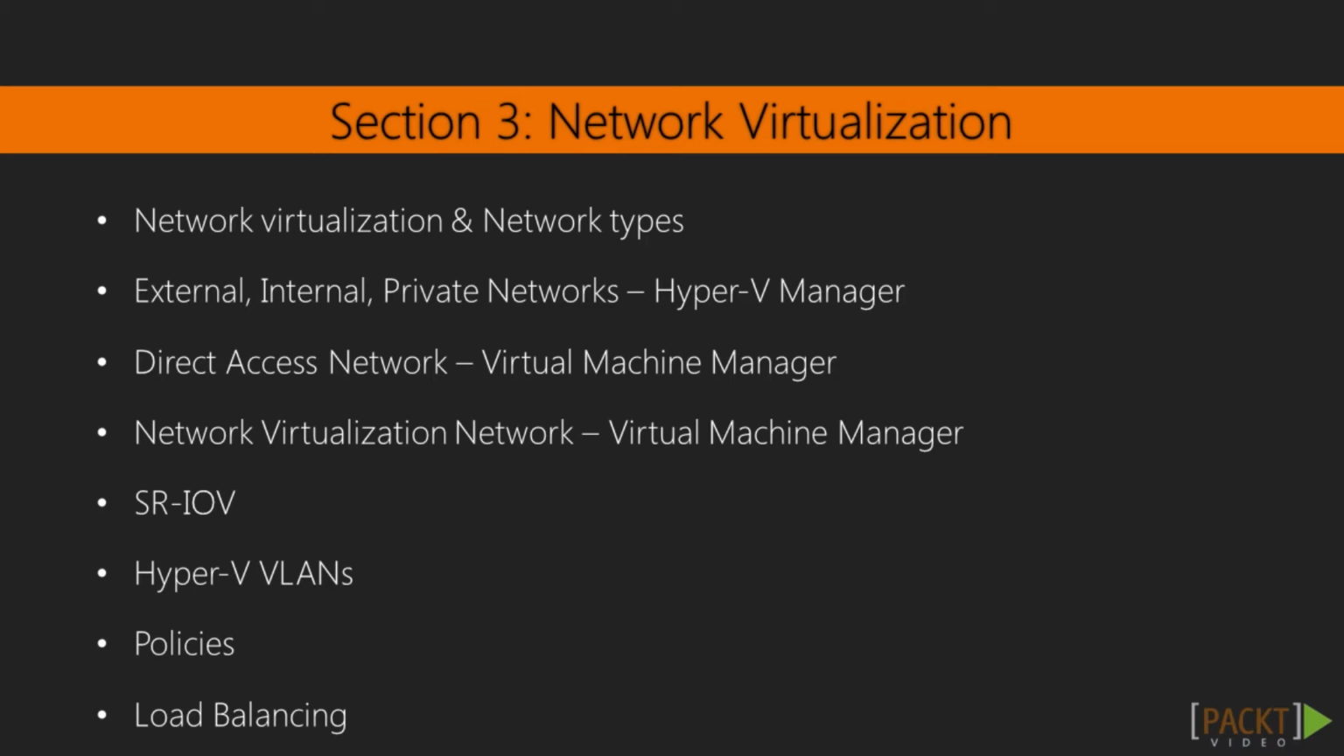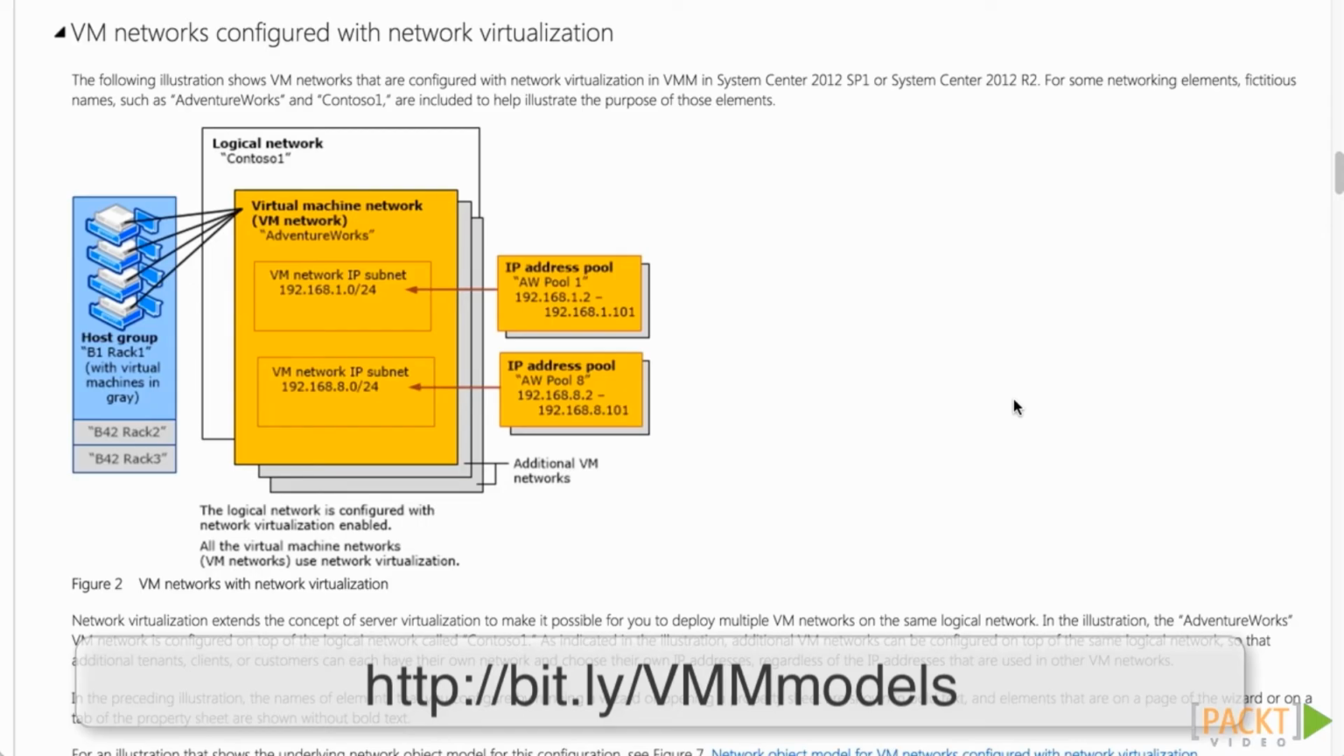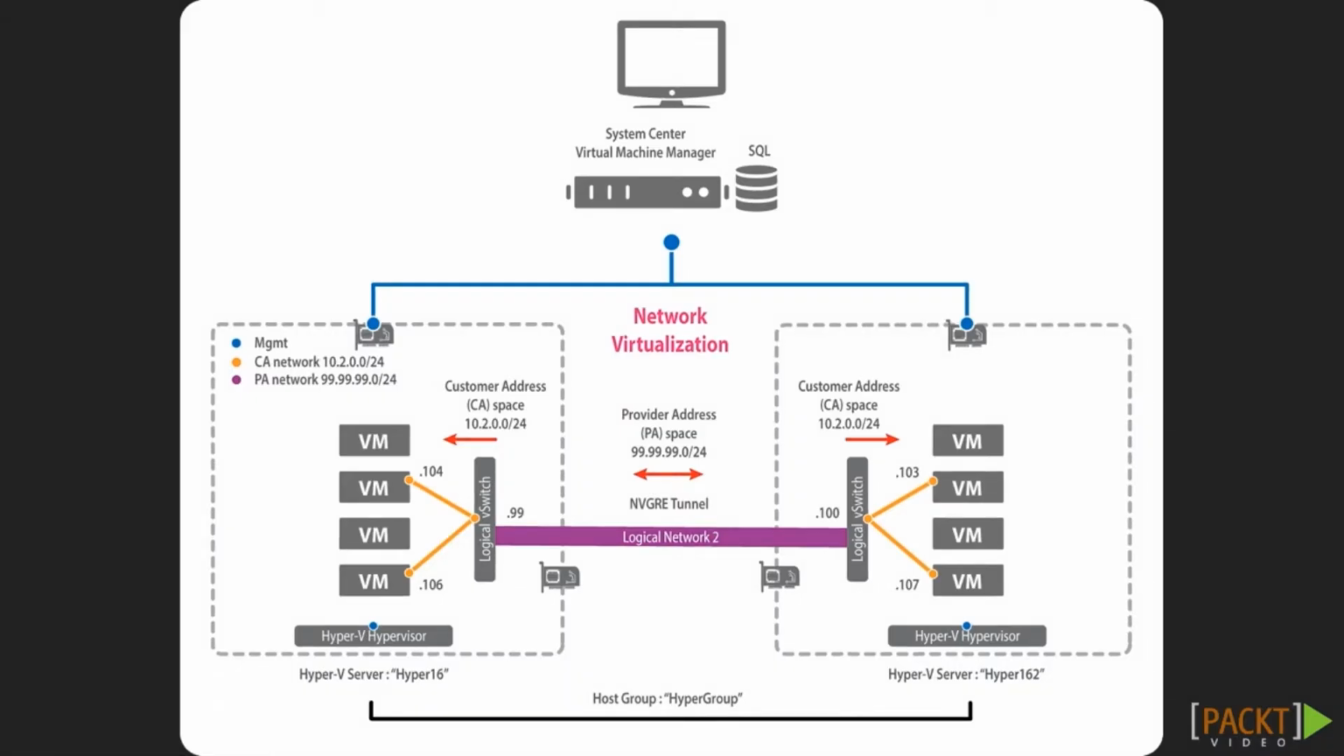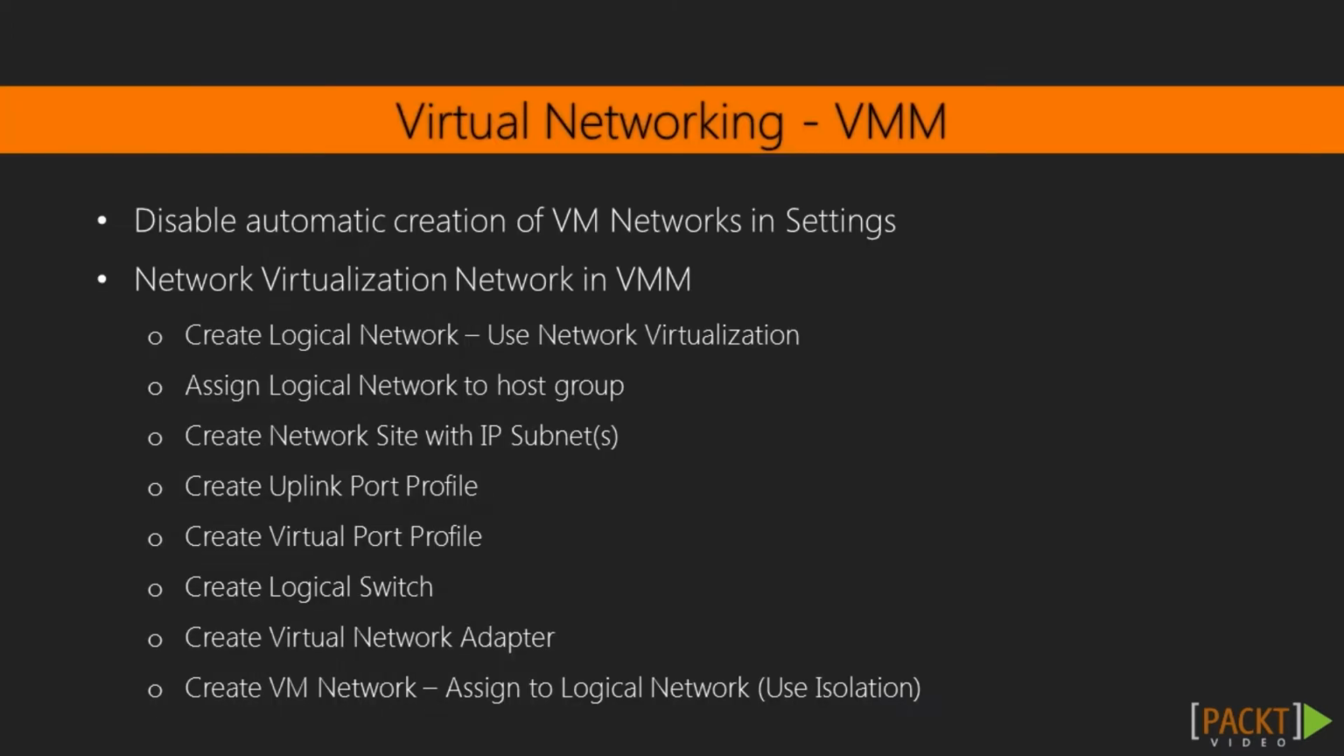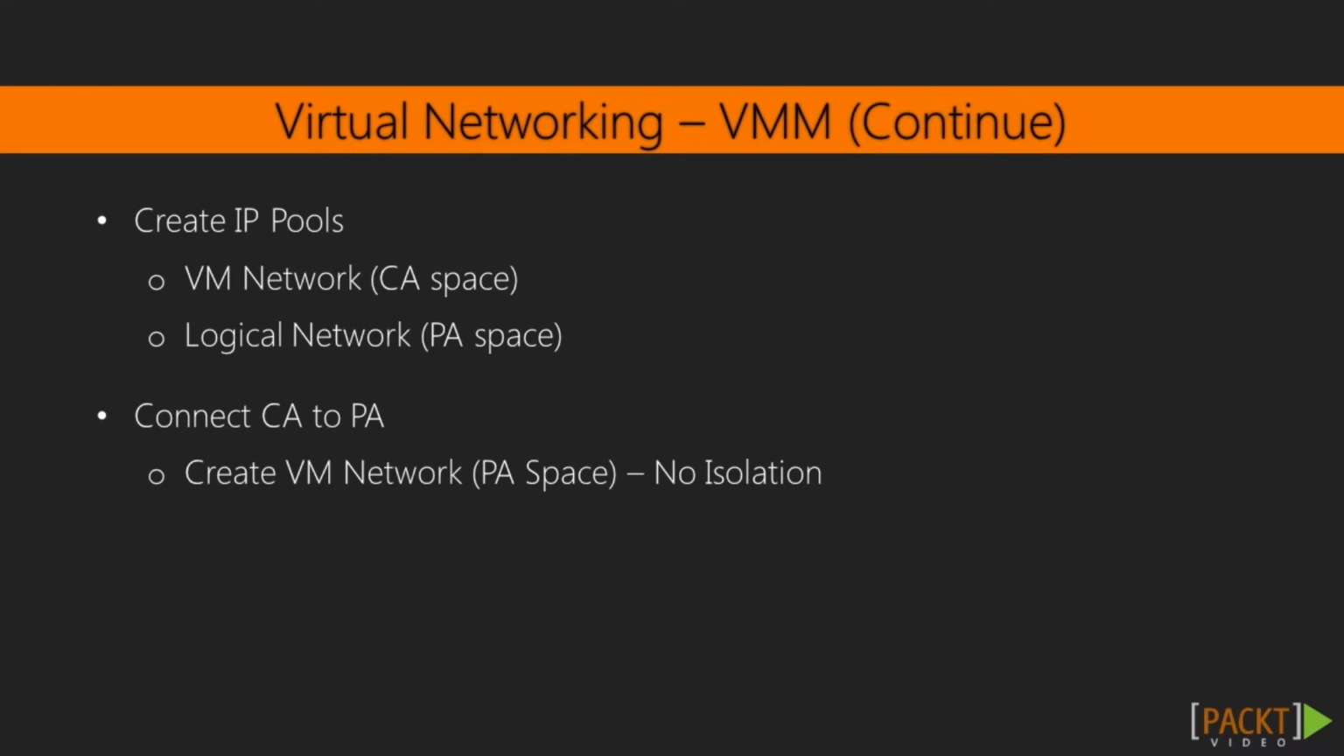In Section 3, we will learn about Hyper-V network virtualization. Networking becomes very interesting when multiple virtual machines start contending for the same internal networks and the externally facing network interface card. There are some new concepts to learn, such as external, internal, and private networks, direct access networks, and networks that use Windows network virtualization. We cover the performance topic of SR-IOV, followed by Hyper-V VLANs, policies, and load balancing.